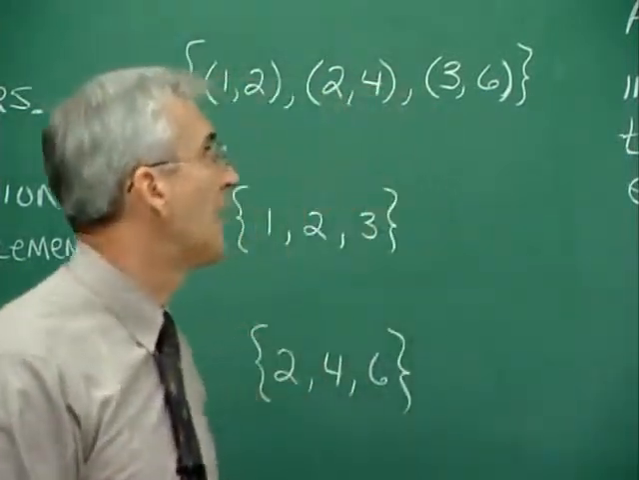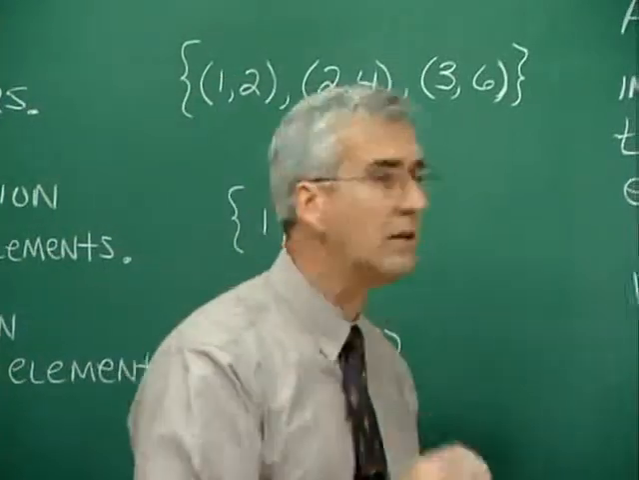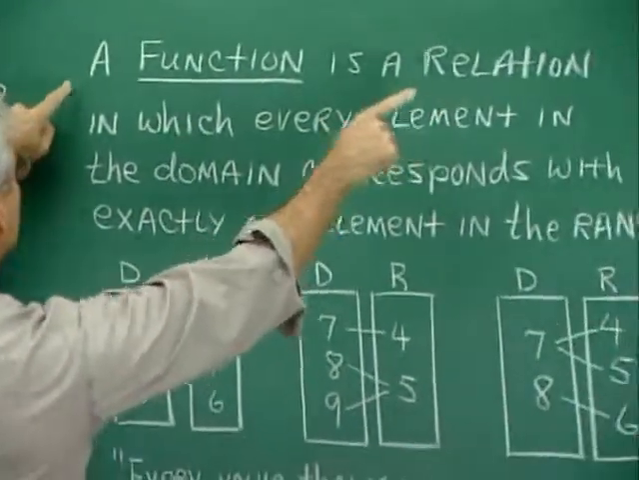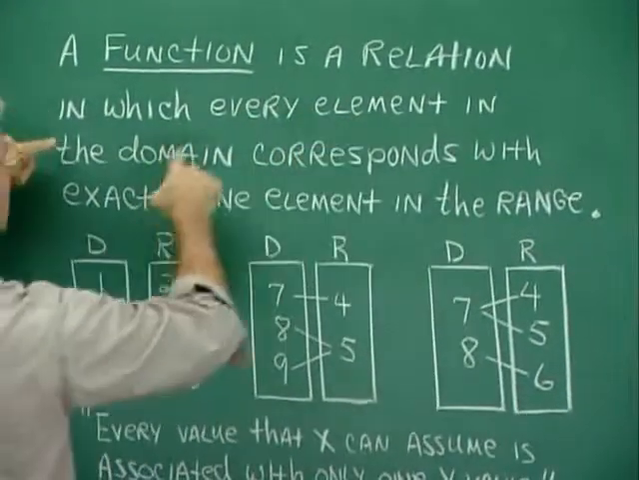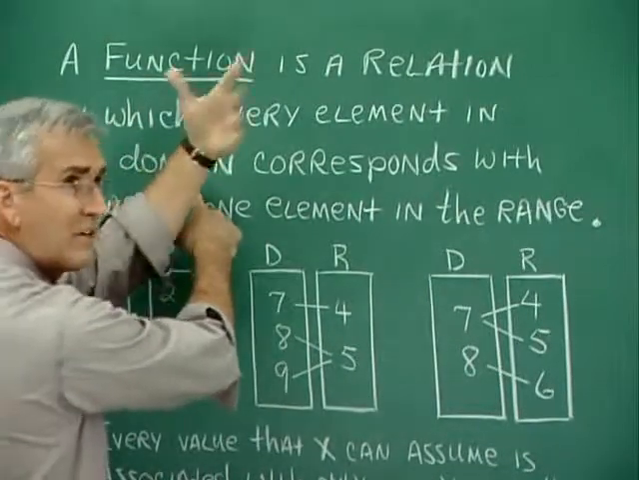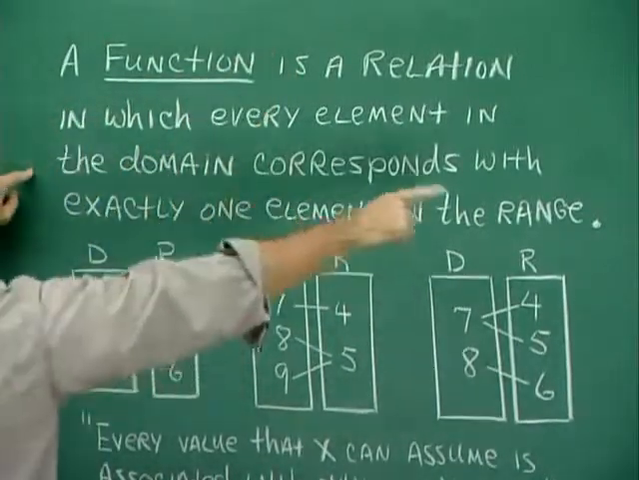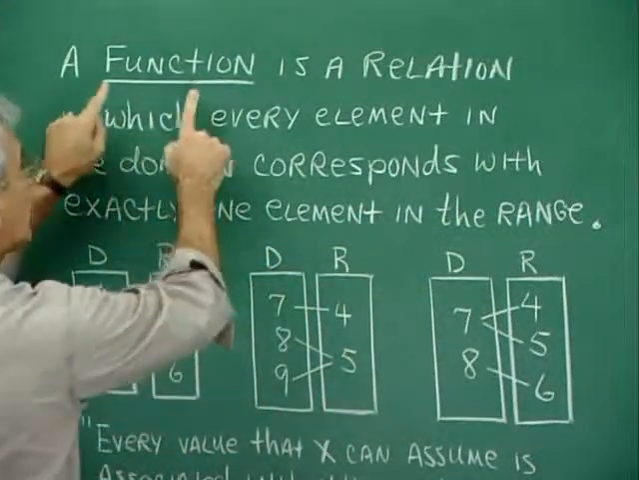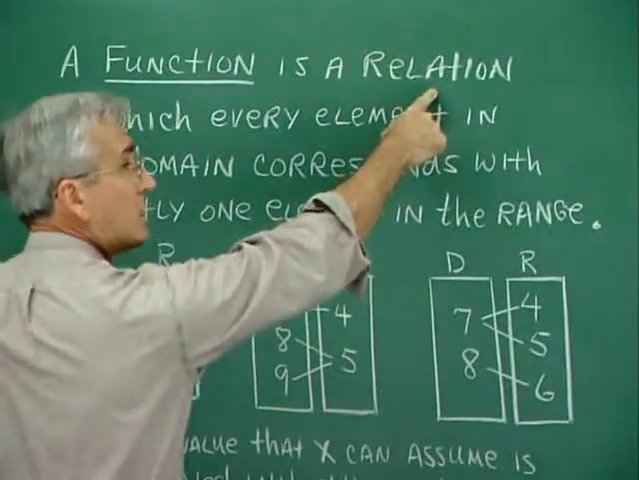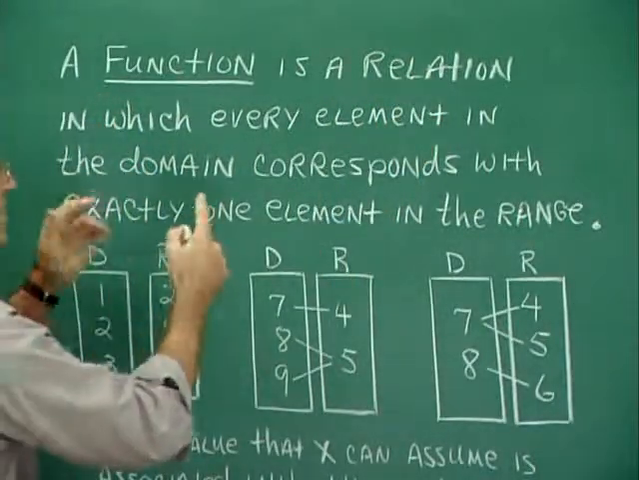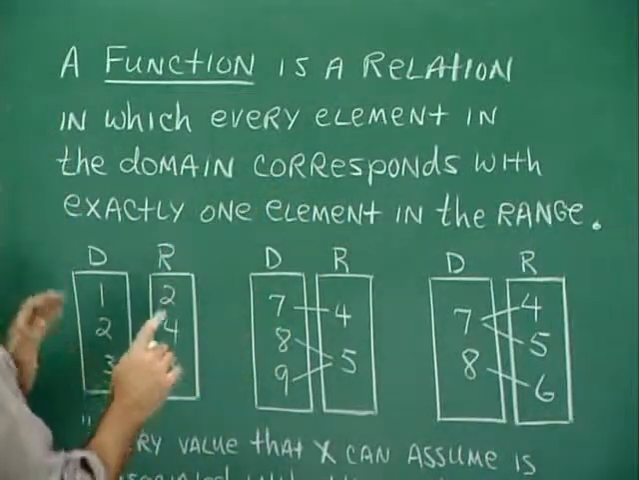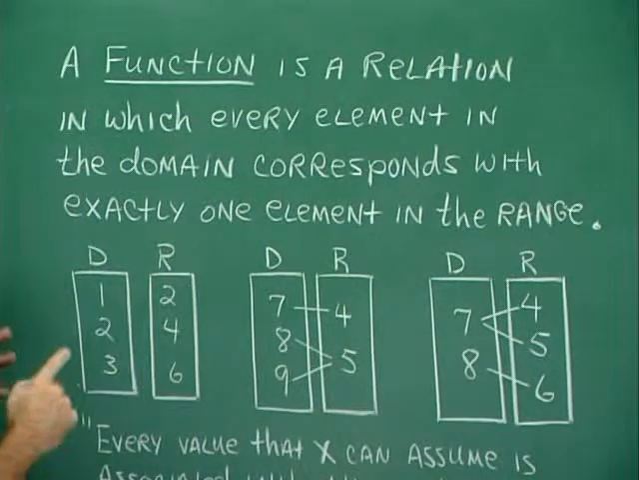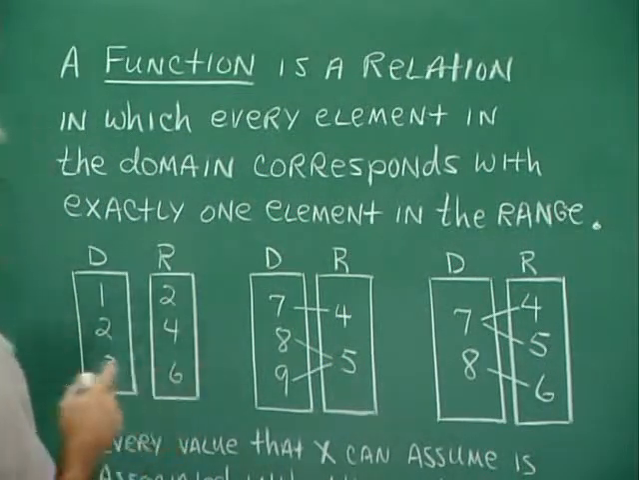Okay. Now, a function is just a special kind of relation, and here is a definition. A function is a relation in which every element in the domain, every value of x, if we're thinking of x's and y's, corresponds with exactly one element in the range. So a function is just a set of ordered pairs in which for every value that x takes on, there is exactly one value that y takes on. All right, using primitive graphs, the situation looks like this.